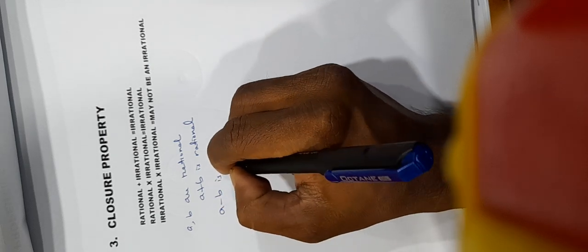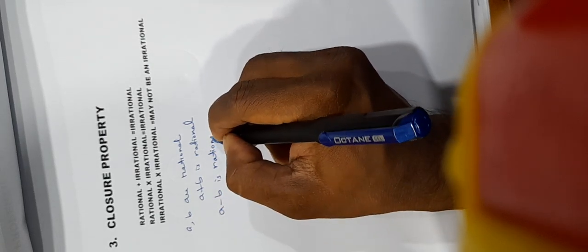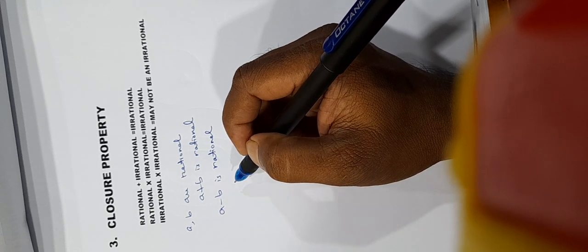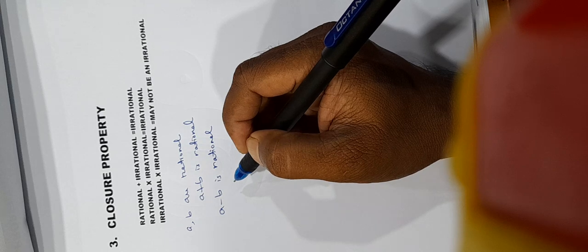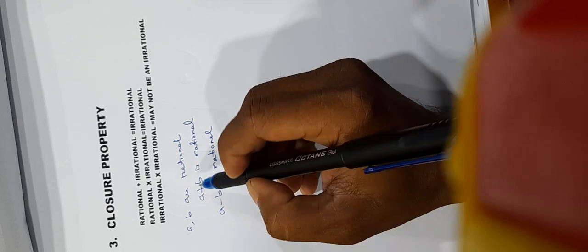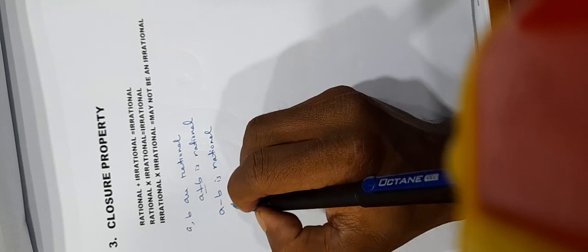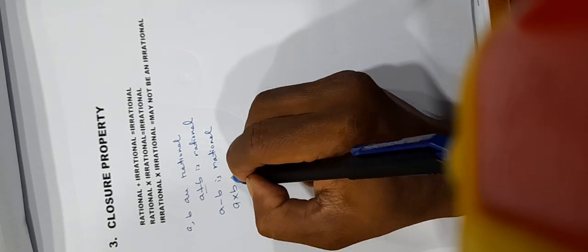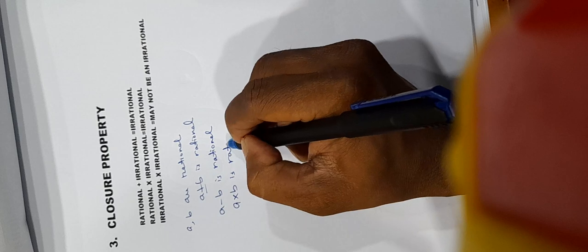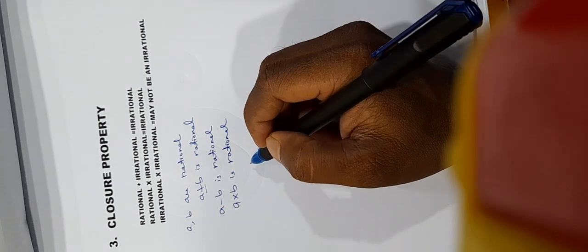Similarly, if a and b are rational numbers, a minus b is rational, right? This means that the sum of any two rational numbers is rational and the difference of any two rational numbers is also rational. That means rational numbers are closed with respect to the operations of addition and subtraction. Similarly, the product of two rational numbers is rational, right? The product of two rational numbers is rational.